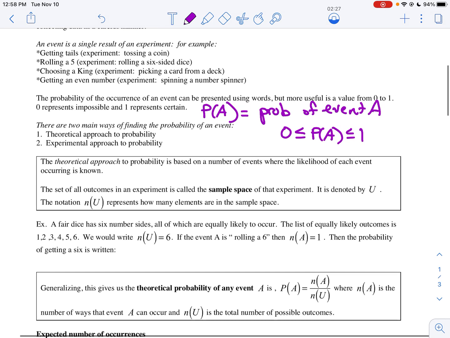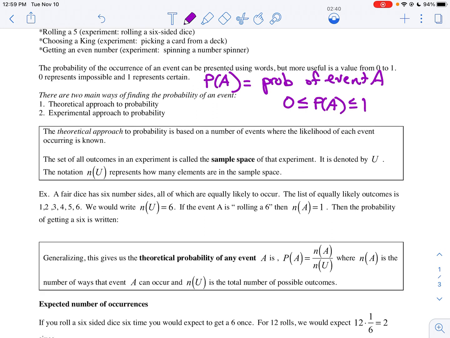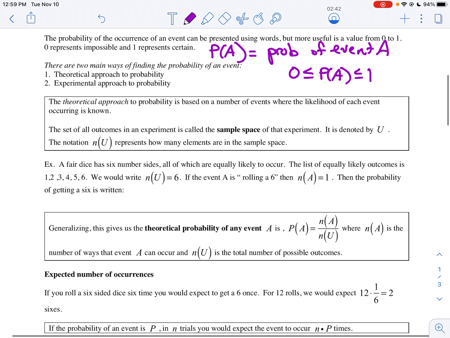The theoretical approach to probability is based on a number of events where the likelihood of each event occurring is known. The set of all outcomes in an experiment is called the sample space of that experiment. It is denoted by a capital U. The notation N of U represents how many elements are in the sample space. So here's an example. A fair die has 6 sides, all of which are equally likely to occur. The list of equally likely outcomes is 1, 2, 3, 4, 5, 6. We would write N of U equals 6.